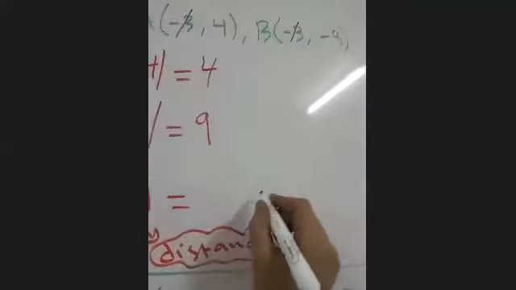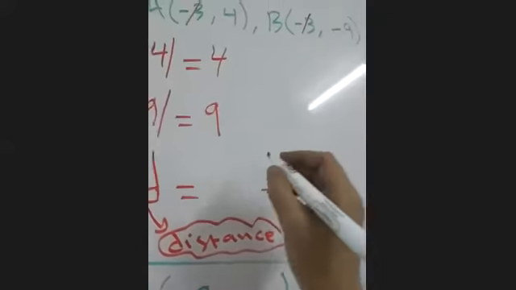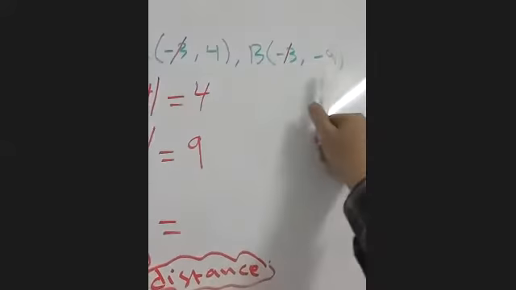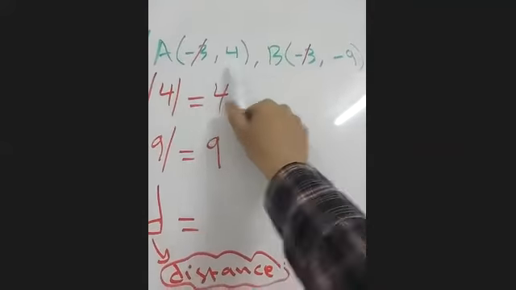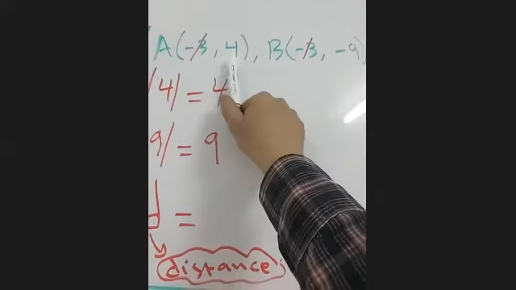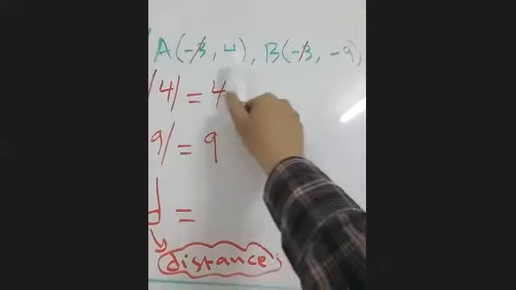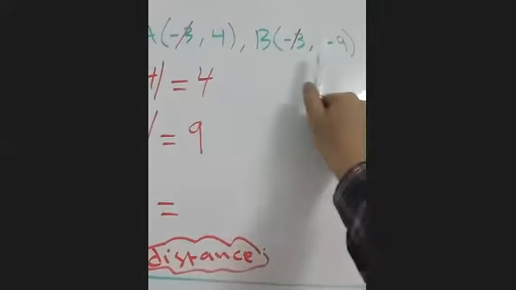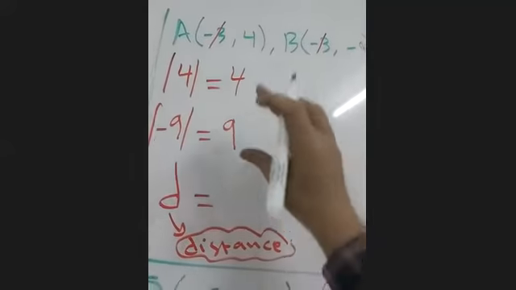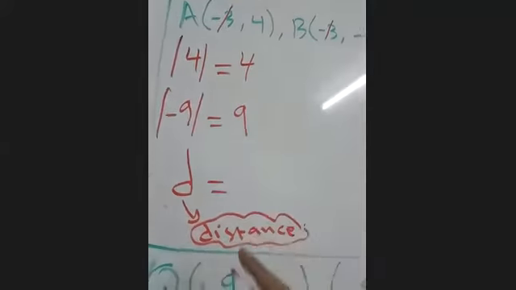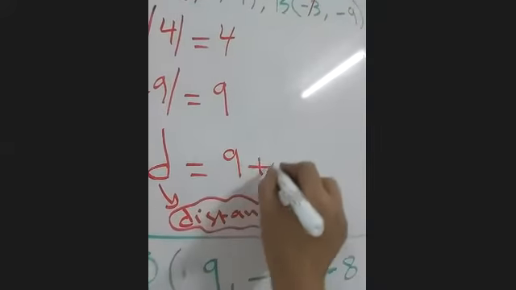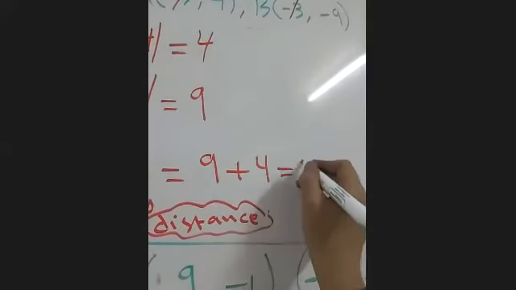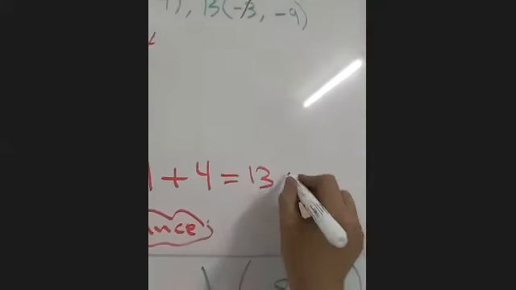Now, sometimes we will add the two absolute values, and sometimes we will subtract. When we add and when we subtract, take a look at the 4 and 9 here, negative 9. The 4 is positive and the 9 is negative. If we have different signs, not different numbers, this is positive and this is negative, we add the absolute values. So the distance will be 9 plus 4, or 4 plus 9. The addition has no difference. Equals 13. 13 what? 13 units.